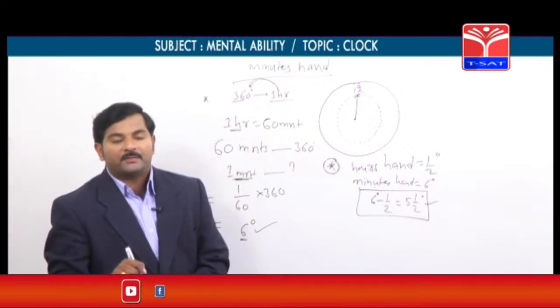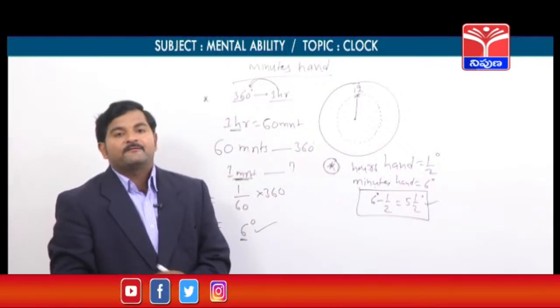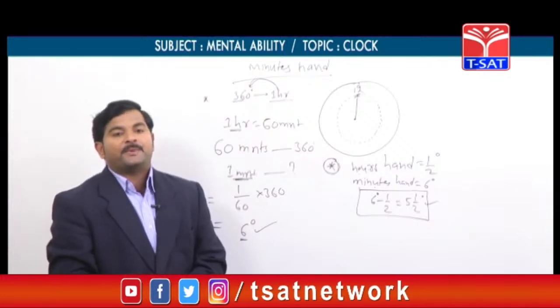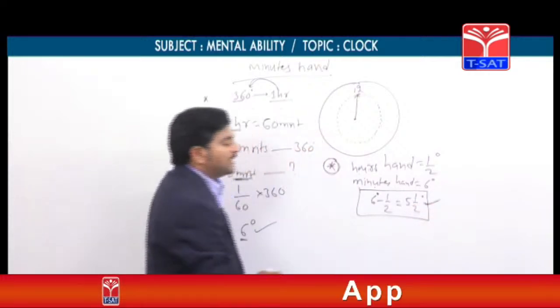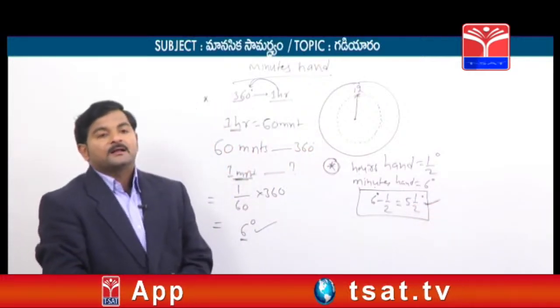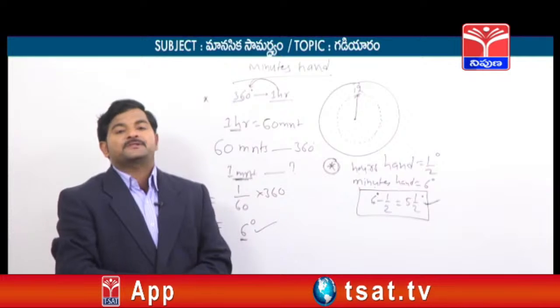In the span of 1 minute, the minute hand can make 5.5 degrees more when compared to the hour hand. Therefore, this 5.5 degrees is said to be the relative speed of the two hands.